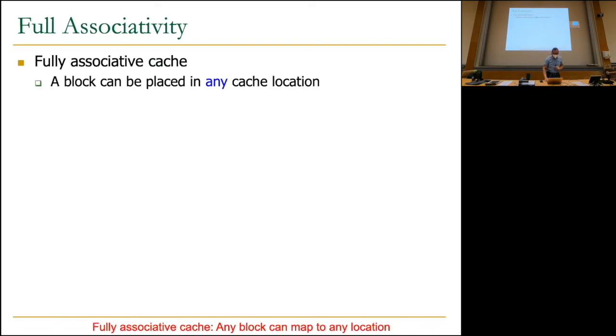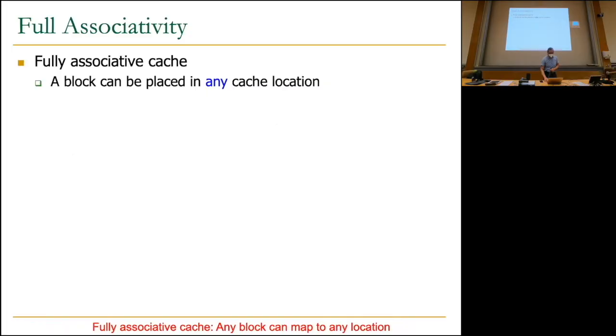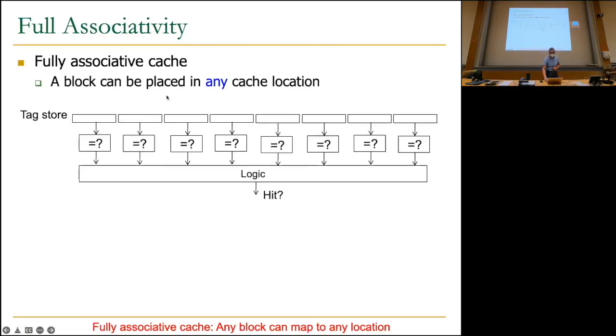Okay, now that brings us to full associativity. Even this is a problem, right? What if you have A, B, C, D, E, A, B, C, D, E? Well, now that brings us to fully associative or fully flexible structure. A block can be placed in any cache location. And it looks like this, basically. There's no more index bits. There's no more indexing that you're doing. This is a completely content addressable memory. Earlier ones were partially content addressable.